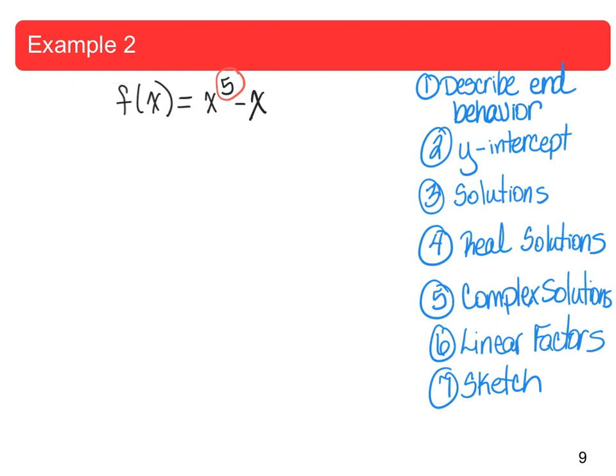Now we look at the leading coefficient. That's the number in front of the x to the fifth. Is that positive or is that negative? It's positive. So we are going to have something that looks like a positive slope of a line. That's what the end behavior looks like. It starts in the bottom left and goes to the top right. A picture is completely fine for describe end behavior.